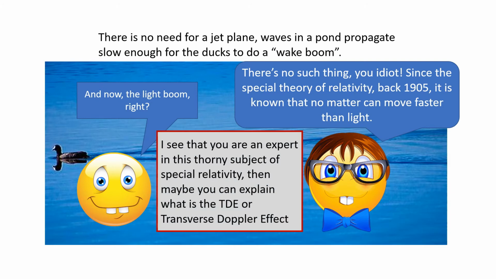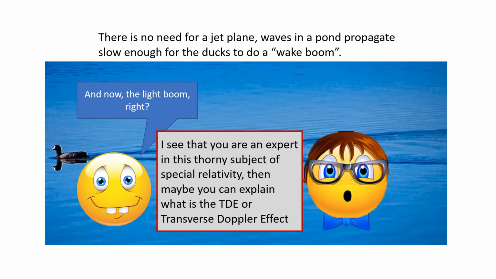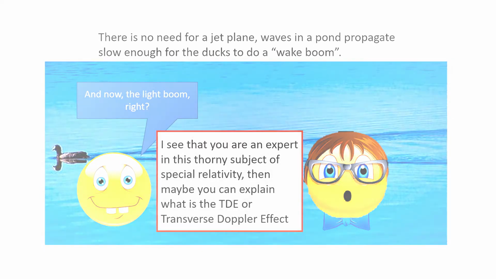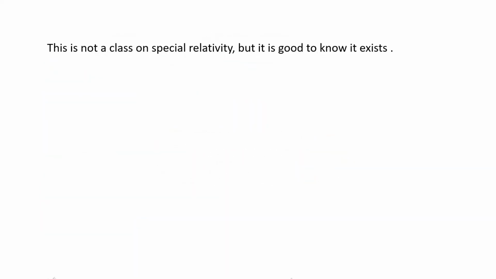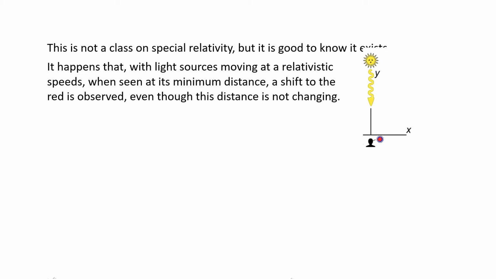I see that you're an expert in this thorny subject of special relativity. Then maybe you can explain what is the TDE, or transverse Doppler effect. This is not a class in special relativity, but it's good to know it exists. It happens that with light sources moving at relativistic speeds, when seen at its minimum distance, a shift to the red is observed, even though this distance is not changing.